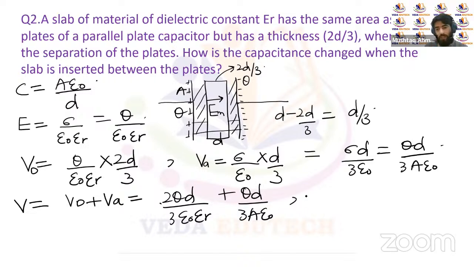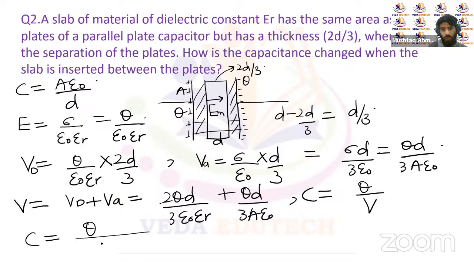And we know that capacitance is equal to the total charge Q upon the potential drop V. We can replace this V with this equation. So the capacitance of this capacitor will be Q upon V, that is Q divided by 2Qd upon 3A epsilon naught epsilon r plus Qd upon 3A epsilon naught. This Q and Q will get cancelled.